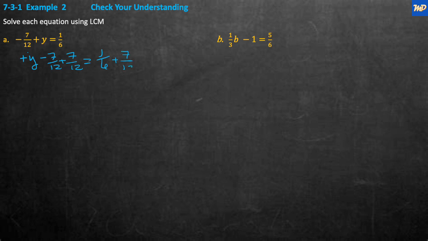7/12. Okay, so now we have the y by itself here because these are going to cancel each other out, the plus and the minus. So at this point, we have y is equal to 1/6 plus 7/12. Well, the least common multiple is 12.